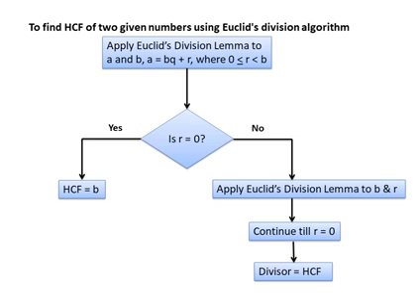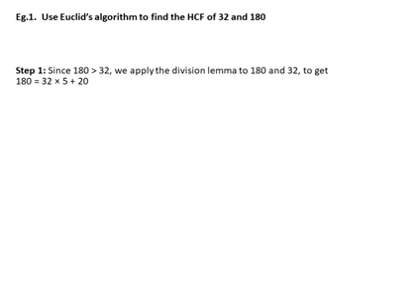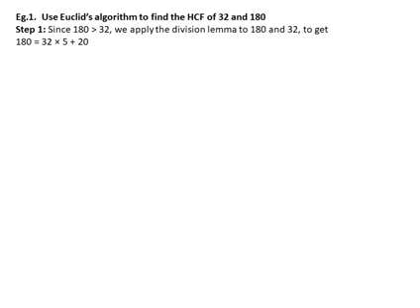Let me see one example to find HCF. Here we have two numbers 32 and 180. First we need to check which is greater. 180 is greater than 32. By applying Euclid division lemma, we express these two numbers in the form a is equal to bq plus r. a is equal to 180, b is equal to 32. So 180 can be expressed as 32 into 5 plus 20. 32 into 5 is equal to 160 plus 20, you get 180. Here the remainder is 20, which is not equal to 0.